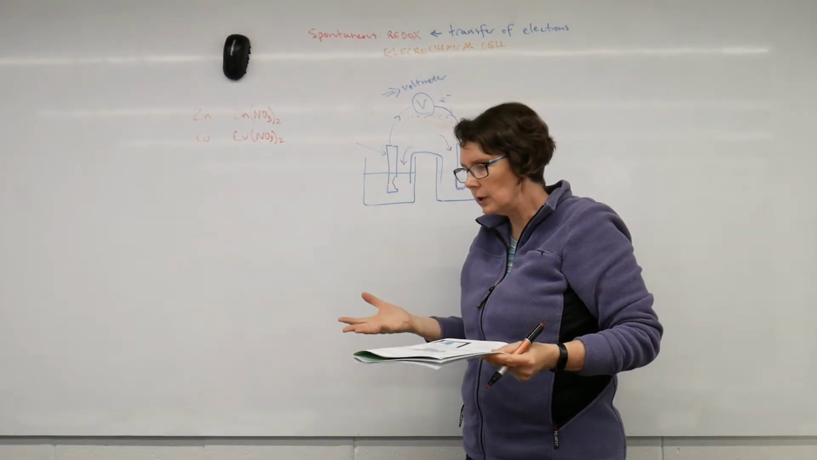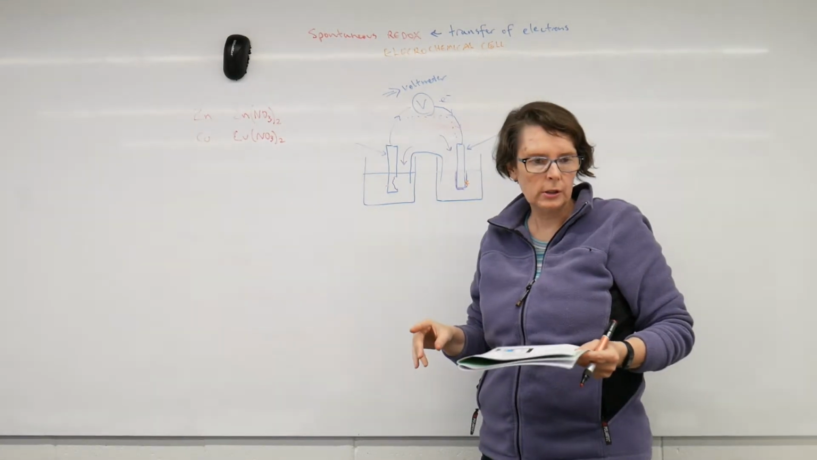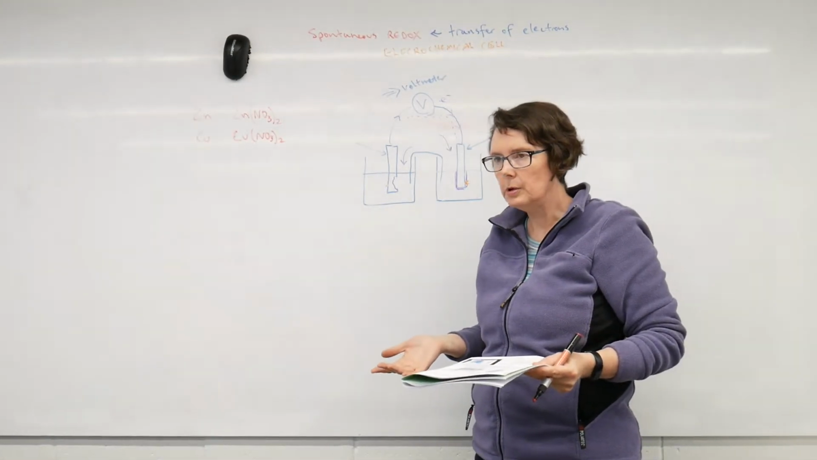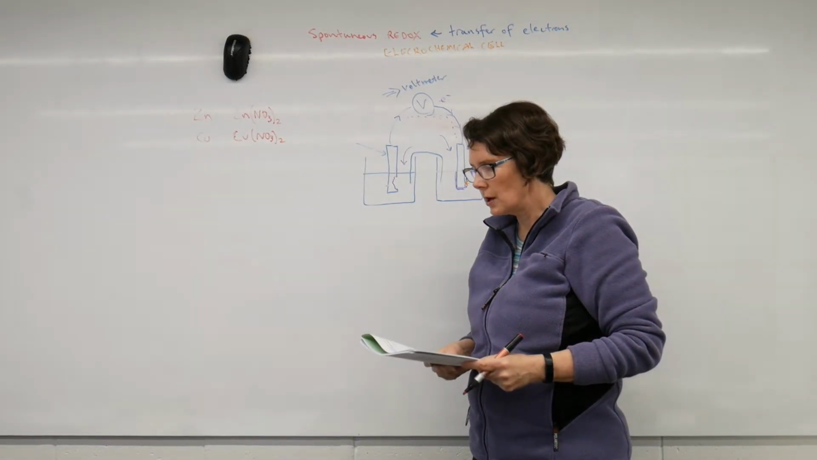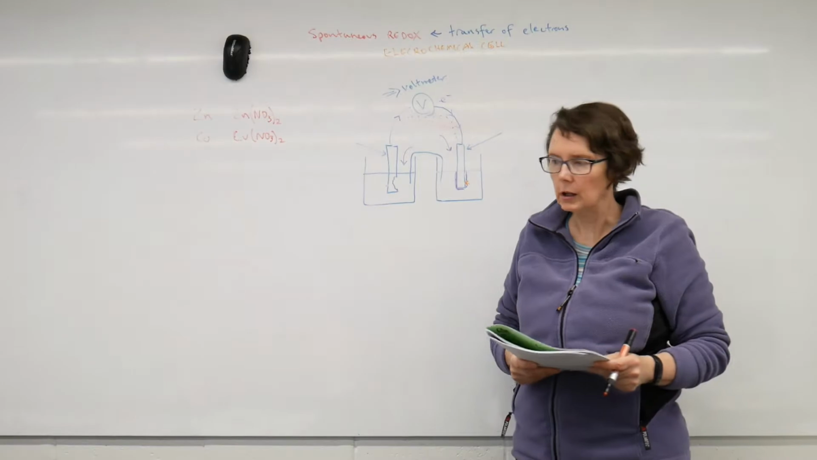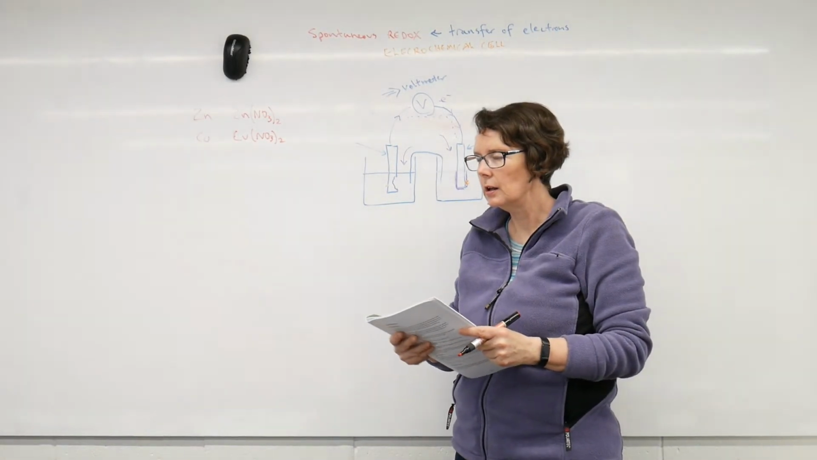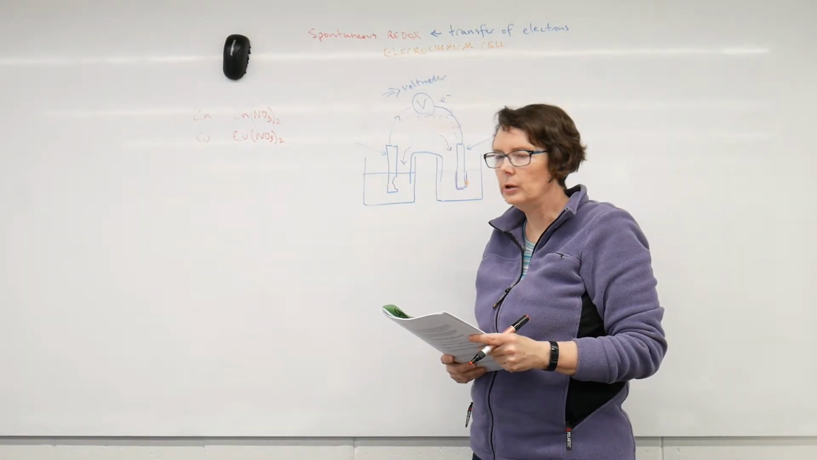The thing we have to do next is look at our electrochemical series and work out which one's going to be oxidized and which one's going to be reduced. So can you have a look at your ECS and tell me which one you think is going to be oxidized?